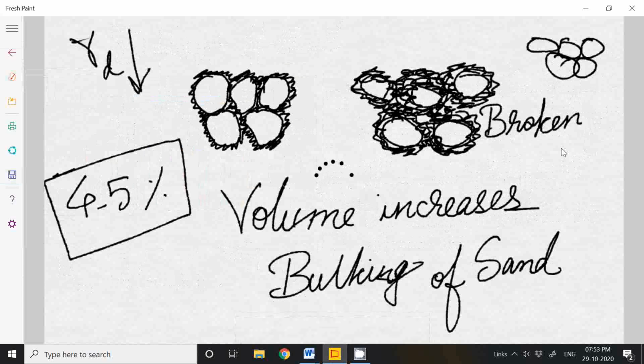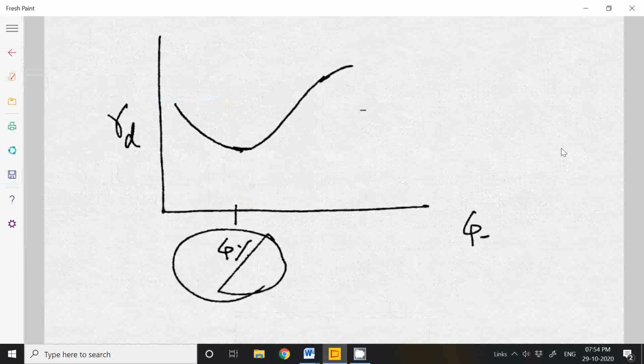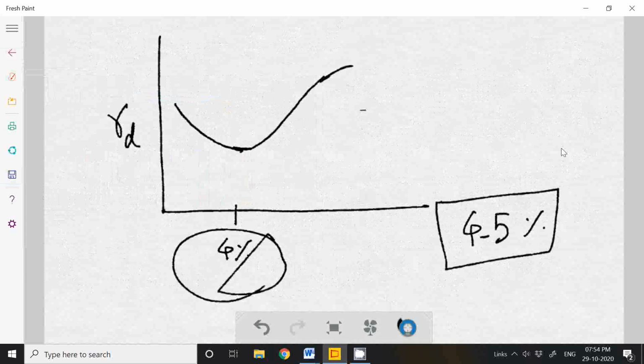Then what happens? The volume decreases because the particles are coming closer. The volume decreases means dry unit weight will start increasing like this. So that is the concept of bulking of sand. I hope you were clear with it. The main thing that you need to remember here is the percentage, 4% to 5%. This is a very common question that comes from this concept.